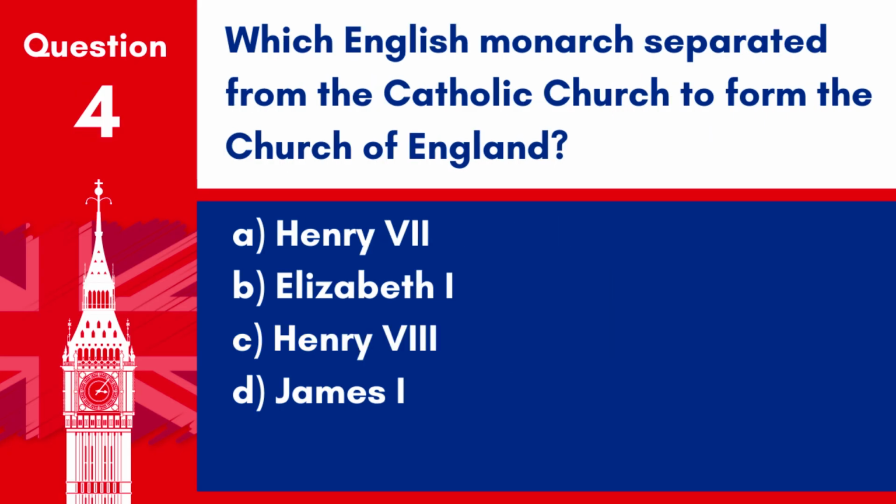Question 4. Which English monarchs separated from the Catholic Church to form the Church of England? A. Henry VII. B. Elizabeth I. C. Henry VIII. D. James I.